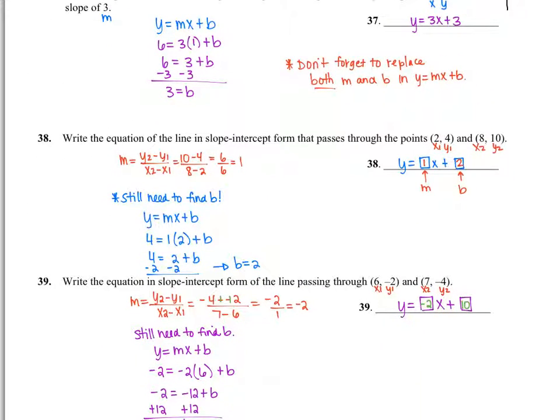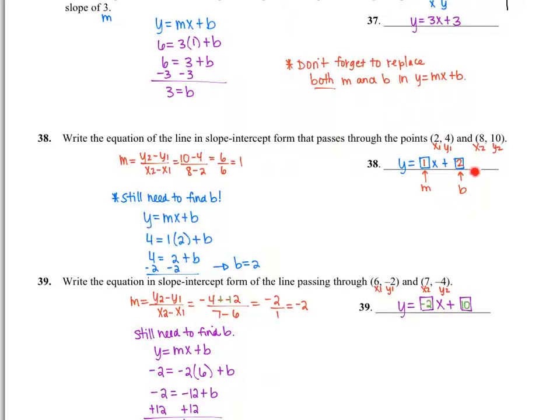This example, number 38, is a little different because you're given two ordered pairs. So the first thing you can do with those two ordered pairs is find the slope by using the slope formula. So y2 minus y1, 10 minus 4 is 6. x2 minus x1, 8 minus 2 is 6. 6 over 6 is 1. So I know this first box is going to get filled with 1 because that's my slope.